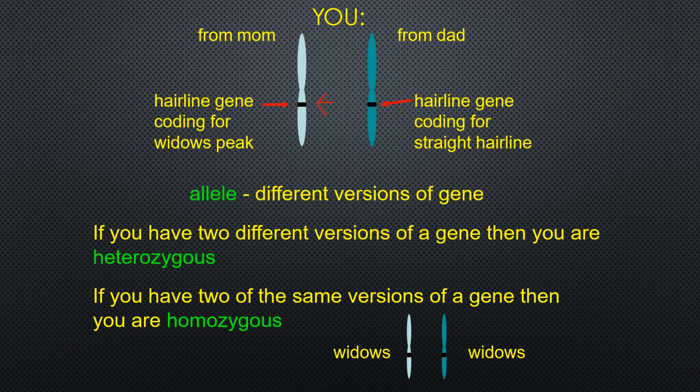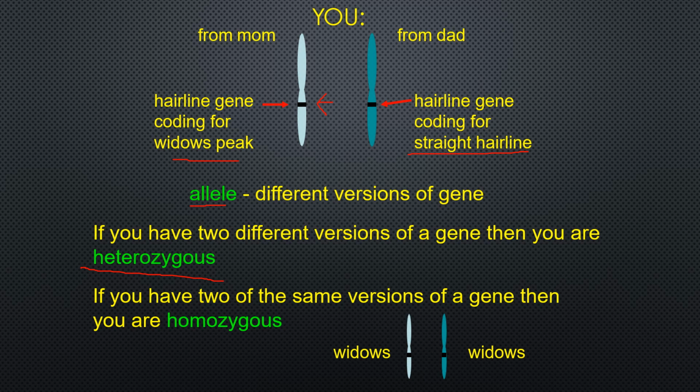And those are the two different what we call phenotypes, and I'm going to get to that in a minute. But the allele is the different versions of the gene. They code for two different things. So if you have two different versions of the gene, then you are what we call heterozygous. Like for instance, if you got a widow's peak gene from your mom and a straight hairline gene from your dad, then you are heterozygous. And that term, heterozygous, just means one of each allele.